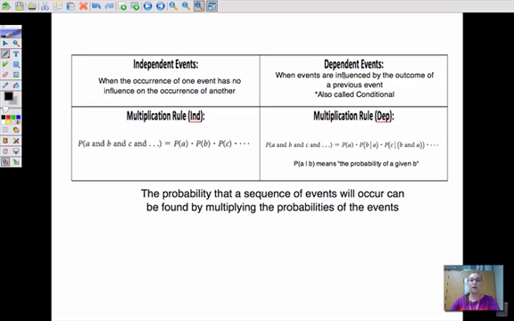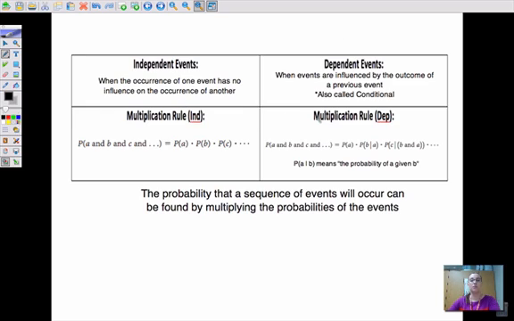And then for dependent events, that's when they're influenced by the outcome of a previous event. Sometimes they're also called conditional. Okay, so like if I was pulling marbles out of a jar and I wasn't putting them back in, then my probability of getting the next marble in the jar would be greater, because there's less marbles in the jar the second time. The probability of getting a different color is going to change the second time.